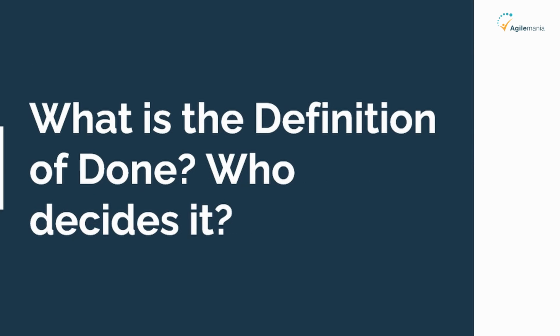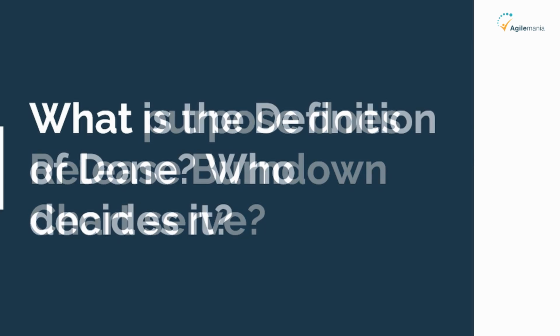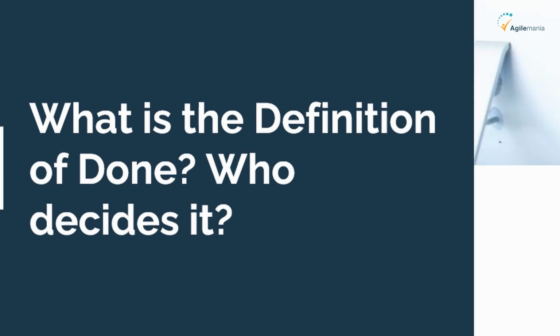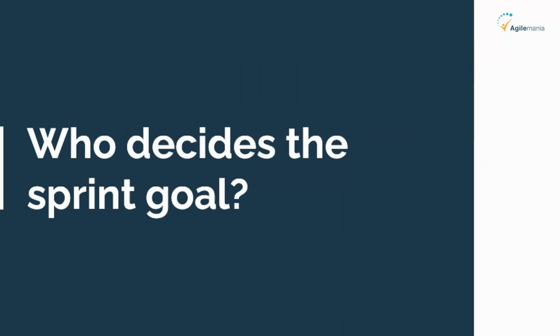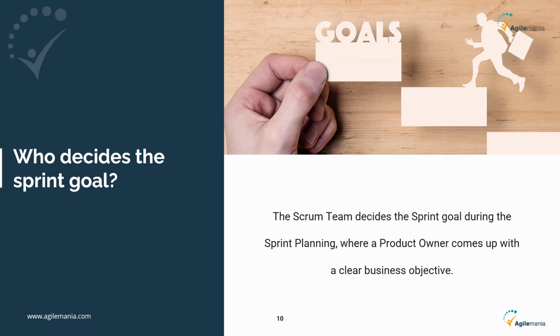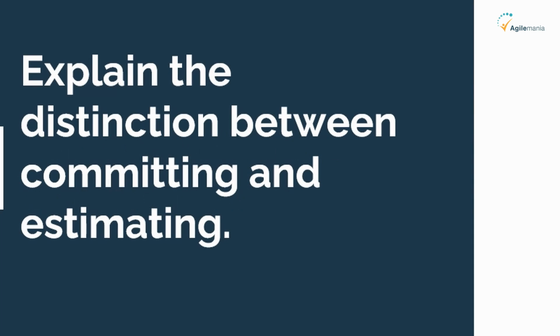What is the definition of done? Who decides it? DoD is a mutual understanding within the Scrum team on making your product increment releasable. The development team decides it. Who decides the sprint goal? The Scrum team decides the sprint goal during the sprint planning, where a product owner comes up with a clear business objective.